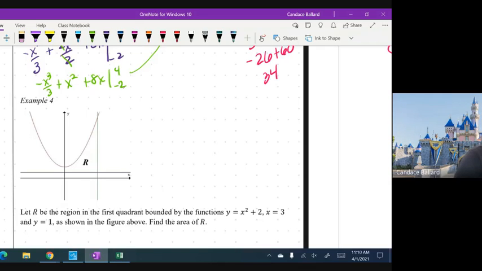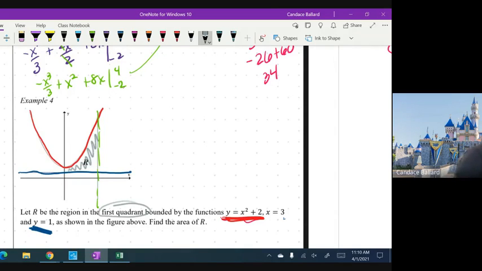So let's practice the setup piece, and then if we have time, we can come back and actually do the integration. So it's telling me the region in the first quadrant bounded by x squared plus 2. So that's kind of this red function right here. Okay, so that's the red one. And then the blue one is this horizontal line, y equals 1. This vertical line right here is one of the bounds, because the region we're looking at is right here. And we know we stopped there because it says first quadrant.